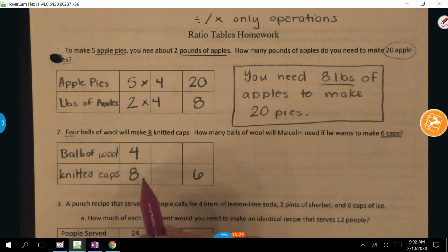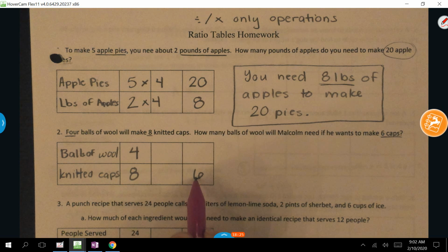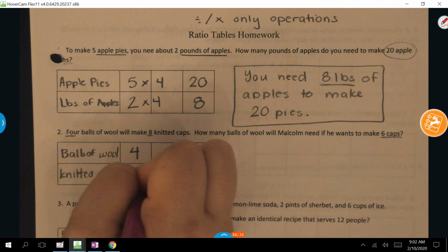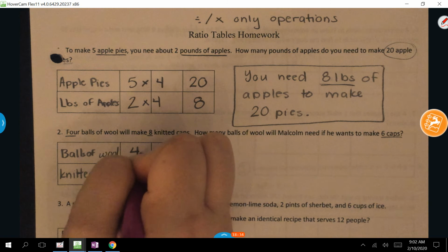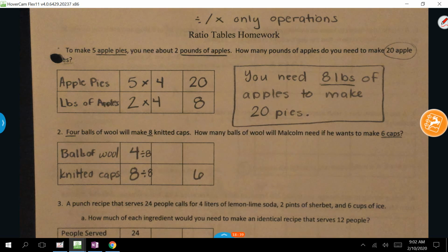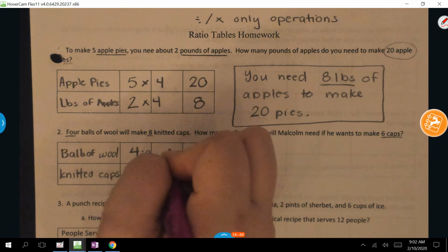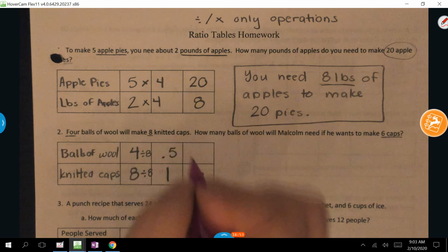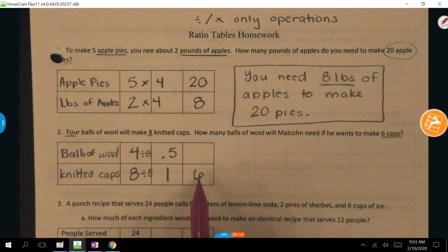So guys, I know I can't change 8 to 6 easily, but can I change 8 to a 1 easily? How would I make 8 a 1? What would I divide by? Divide by 8. So if I do it to the bottom, I have to do it to the top. So I'm dividing by 8 here. 8 divided by 8 is obviously 1. That was pretty easy. Y'all agree? Okay. All right, and 4 divided by 8 is 0.5.